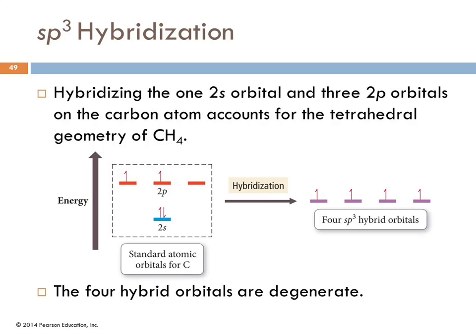Well, hybridization takes all 4 of these orbitals and mashes them together and cuts them back into 4. We still end up with 4 orbitals, but these are now hybrids. They're an average of these 3. And so the energy of these is going to be between the energy of the s and the p orbitals. And all 4 of them are going to be the same. And we call them sp3 hybrid orbitals because they come from 1 s orbital and 3 p orbitals. sp3. So when we say the 4 hybrid orbitals are degenerate, that means they have the same energy.